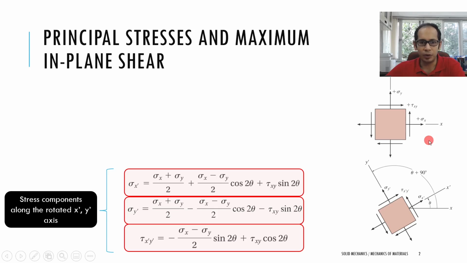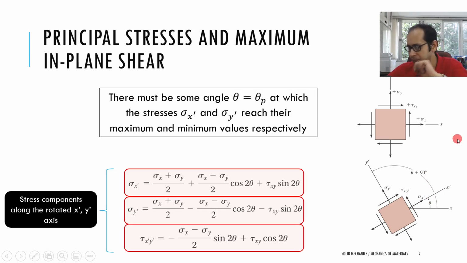Now, as you have already seen, if we take an element like this over here and give it a rotation, again we are dealing with positive rotations here, theta, then for the rotated plane you have this updated state of stresses. So what we are trying to address is whether there exists an angle of rotation theta, let's call that theta equals theta p, at which the stresses sigma x prime and sigma y prime reach their respective maximum and minimum values.